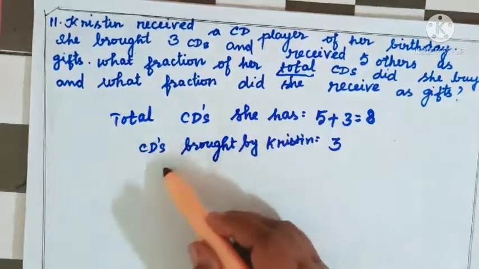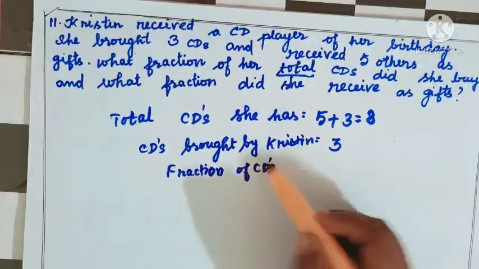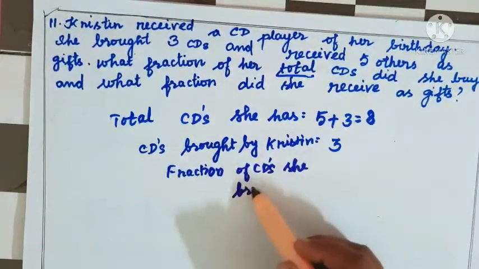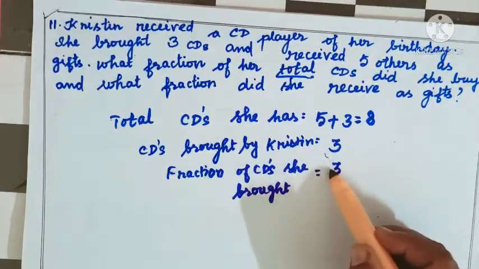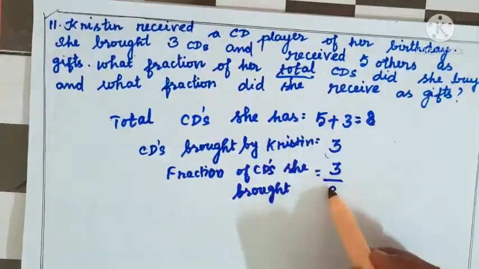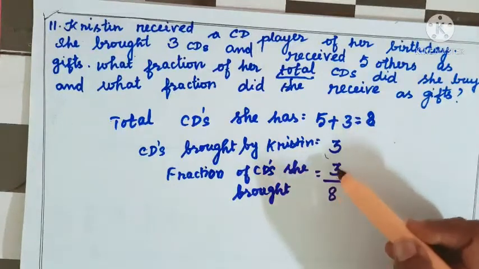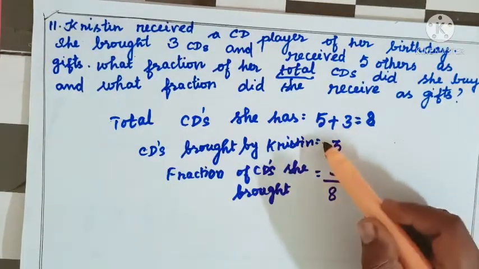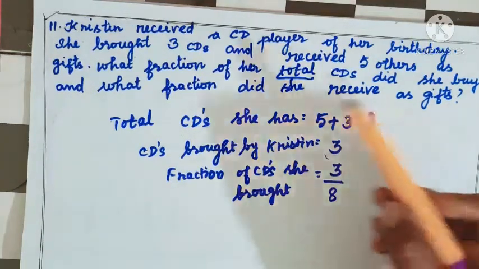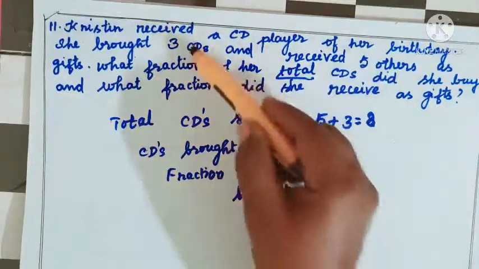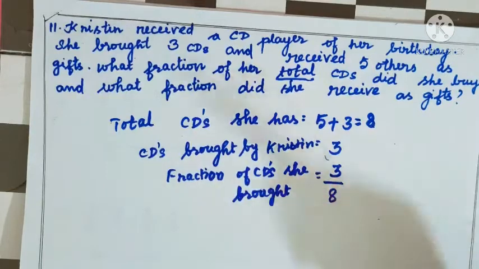Next, the fraction of CDs she bought is equal to, for this you have to find the fraction, isn't it? That fraction will be what? 3 she bought out of how many? 8. So this is the fraction. Understand? 8 CDs she has in total. In that, 3 CDs she has bought. From her friend she received as a gift 5. So 3 plus 5 is 8. Is that clear? Fine. So the first fraction we have completed.